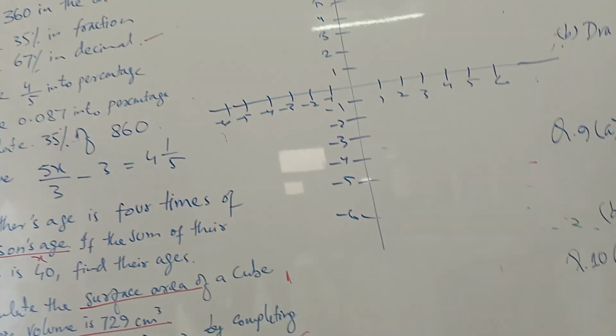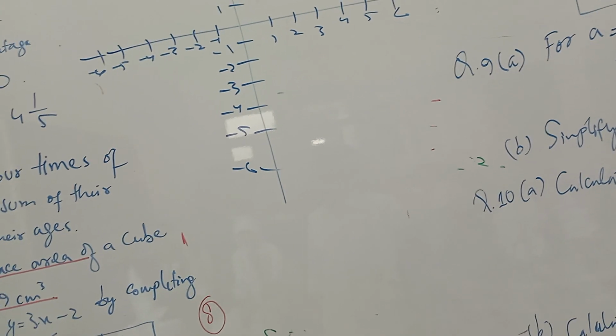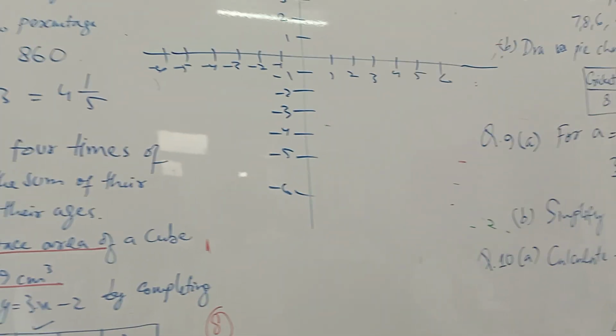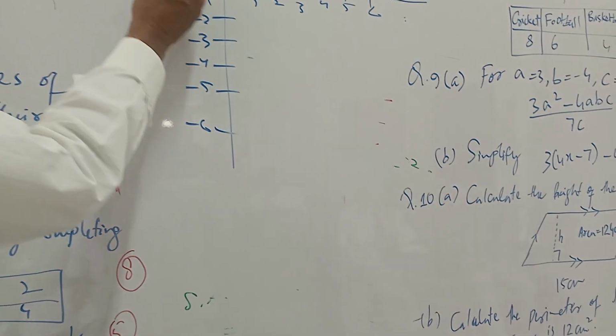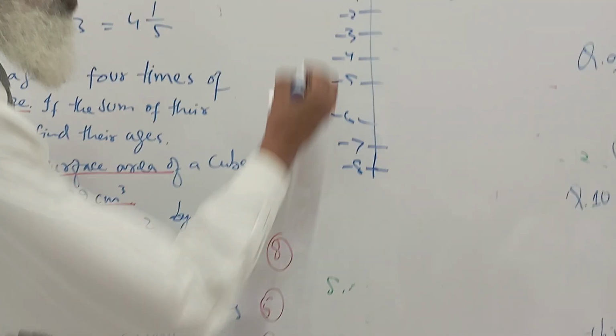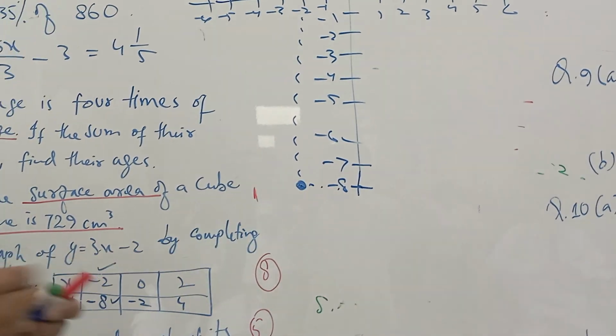Now we have the graph. The first point is minus 2, minus 8. This is the value of x, this is the value of y. So we say minus 2 and minus 8, because y's value comes later. So where is minus 2? Minus 2 is here, and minus 8 must come on the y-axis. Where these two join, this is the first point.